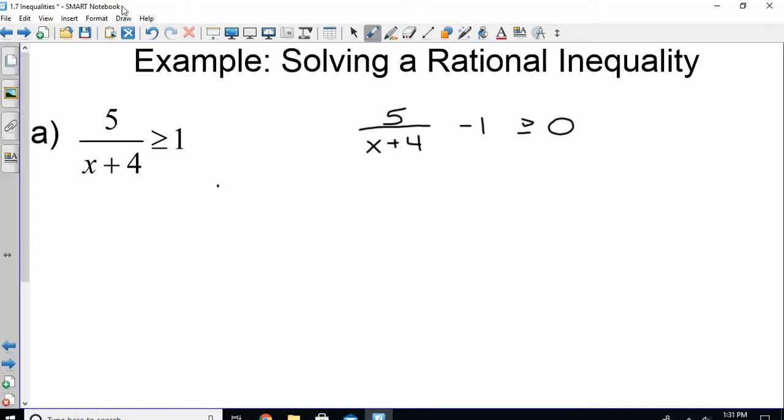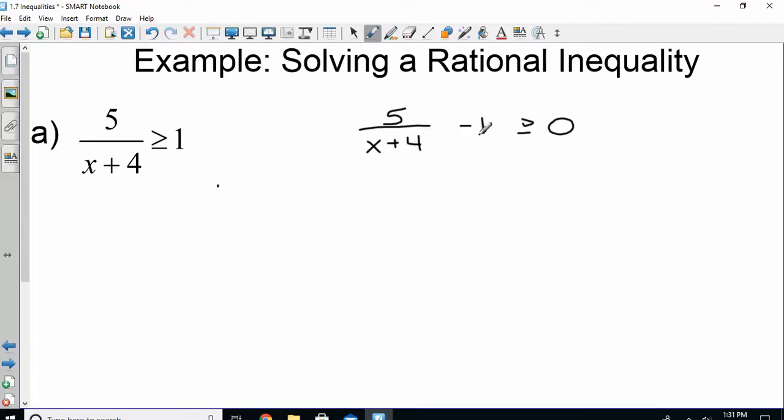Now, we had problems on our last test where we had to talk about getting common denominators and getting rid of fractions. If I had put this question on your test, if I had said equal to, you would have just multiplied the x plus 4 over. We can't do that in the inequality because do you know if x plus 4 is positive or negative? No. And if you multiply by a negative, it flips the inequality. So we can never multiply by a variable. Instead, our strategy is to get everything on one side and turn it into a single fraction.